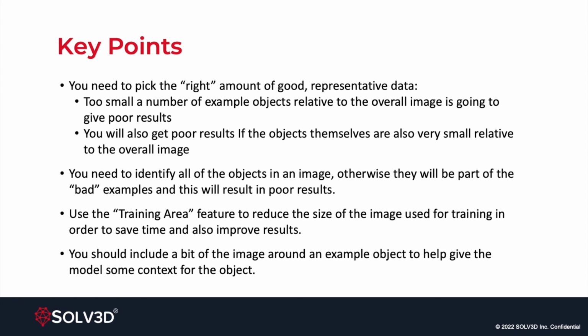Finally, when you're picking your object, when you're selecting and labeling the example object, include a little bit of extra image around that object, as this can give the model some context for that object and it will often improve your results.